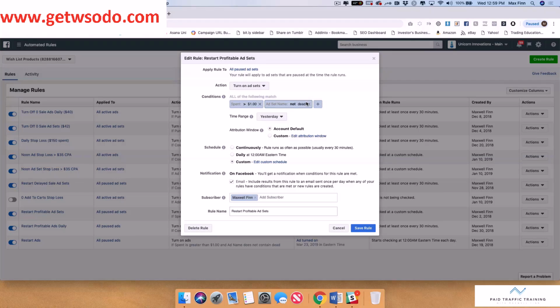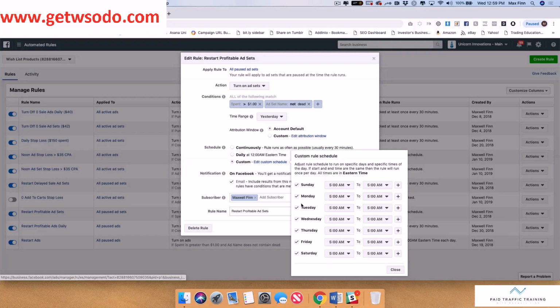And so every day after that first 3 or 4 days of running it, if it has 6 to 10x target CPA, I want to add dead to the ad sets and ads that have been permanent losers. That way they're off, and now each day I'm only restarting things that have shown promise or are making money. So this rule's in place. Time range yesterday, spent greater than $1. Ad set name does not contain the word dead. I'm going to run this on a custom schedule.